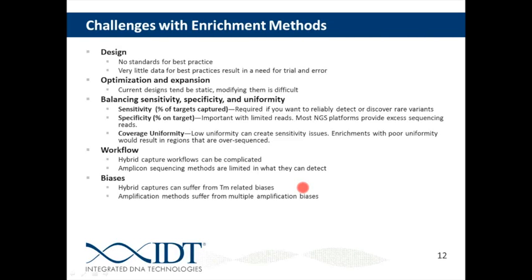Hybrid capture biases are often Tm related, such as the %GC content of your targets. Amplification methods suffer from multiple amplification biases, in which you can have over or underrepresentation of mutations based on random statistical occurrences. And then the final challenge has to do with scalability. For most researchers or clinical customers, it's difficult to achieve economies of scale due to the high upfront costs required and the high volume of samples required to achieve economies of scale.